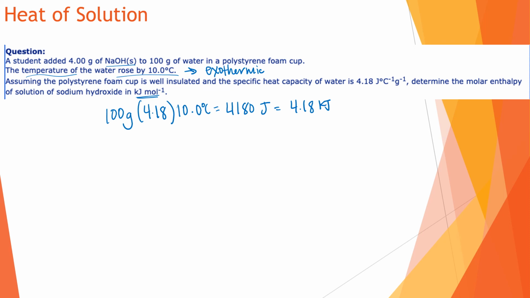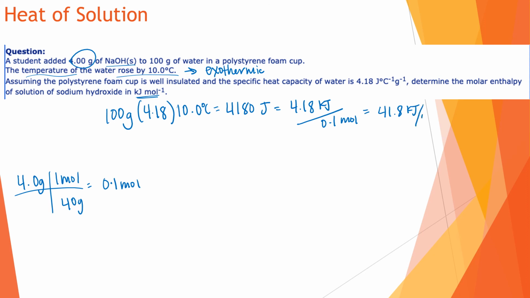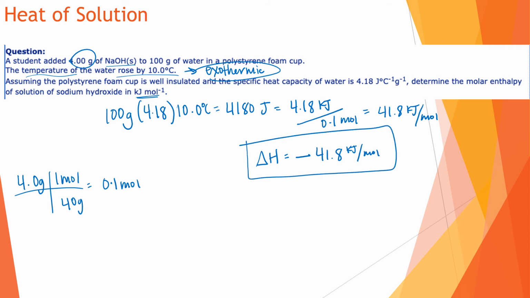Now that 4.18 kilojoules is how much was released by 4 grams. I want to know how much it is per mole. So I'm doing 4 grams, and 1 mole is 40 grams, so I have 0.1 moles. So 4.18 kilojoules divided by 0.1 mole equals 41.8 kilojoules per mole. This is an exothermic process, so the change in solution is negative 41.8 because the heat is released. All right, that's it. You're going to have some practice.